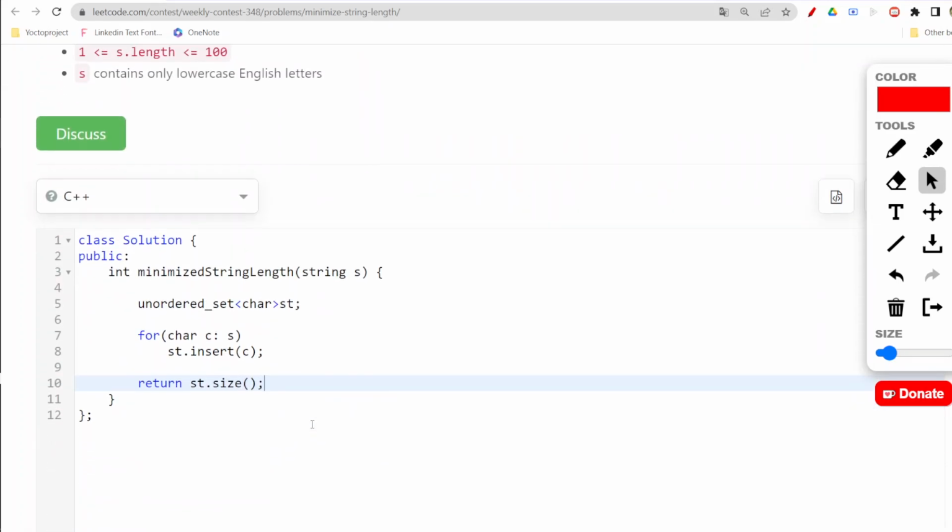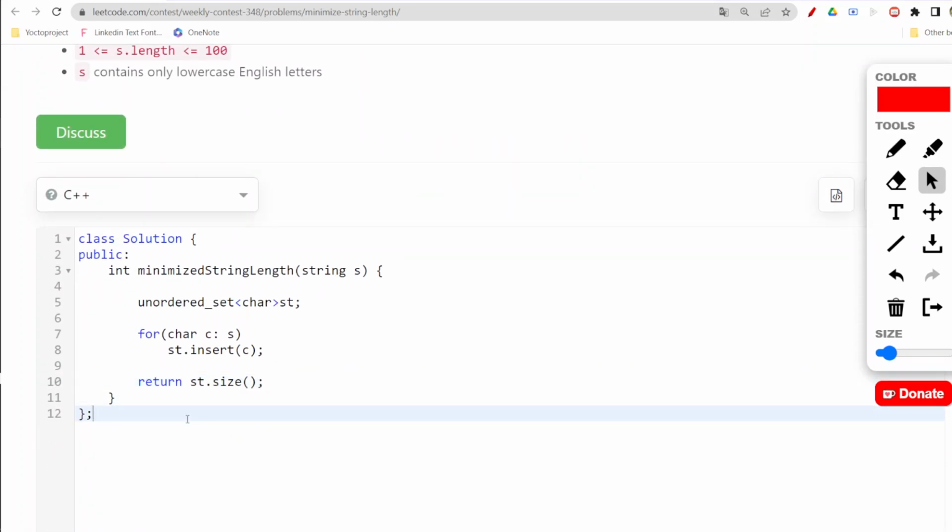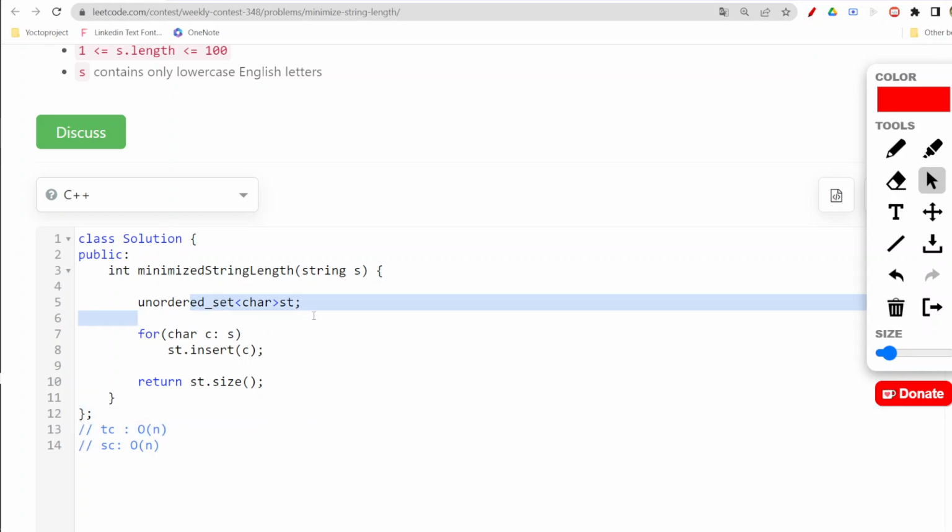So now consider the time complexity and the space complexity of this question. So the time complexity of this question is order of n, because here we are running this order of n loop, and the space complexity is also order of n because of the fact we are using this unordered set. So this was all for this particular question.